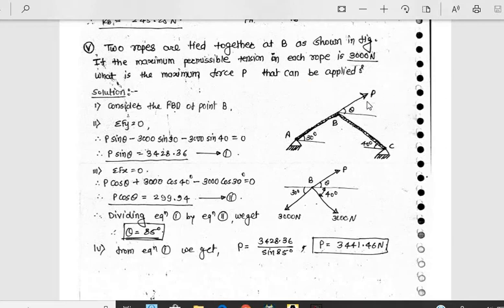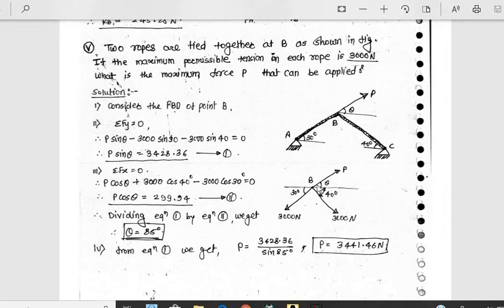Now we have to draw the free body diagram. See, this angle is 30, and its alternate angle is 30. This is 40, and its alternate angle is 40. Now cut the rope and show it by the tension force 3000. Now P has to be determined, and this theta is also not given.